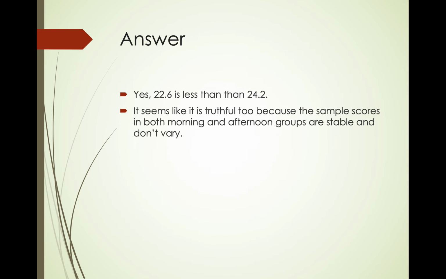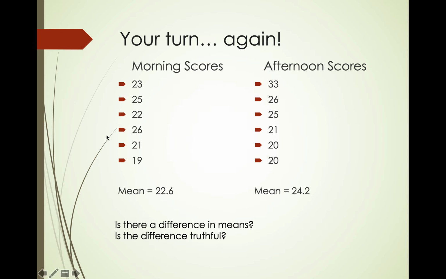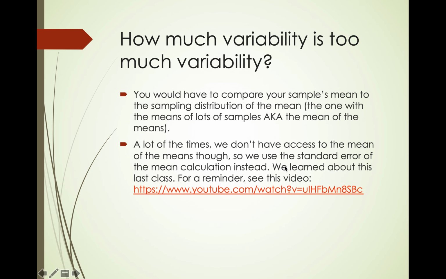The answer, yes, 22.6 is less than 24.2, so there is a difference. And it seems like it's truthful too, because the sample scores in both morning and afternoon groups are stable and don't vary too much. So it looks pretty good. All, you know, not bouncing around too crazy. So looks good. All right.